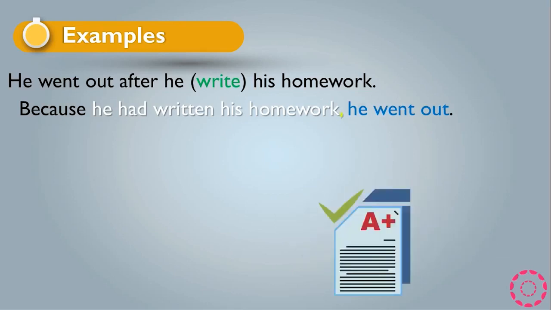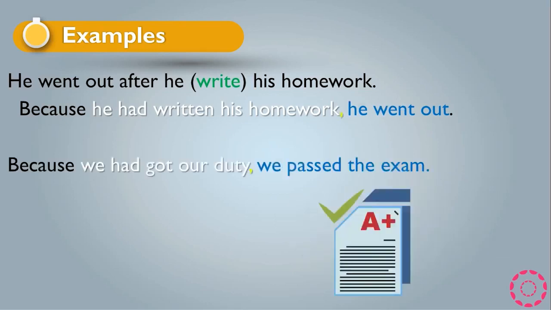Let's see another example. Because we got our duty, we passed the exam. As you see, don't forget that after the past perfect, we should have a comma. So it became, because we had got our duty, we passed the exam. So we had got our duty is the first action, and we passed the exam is the second action.